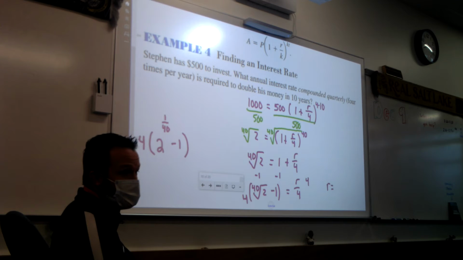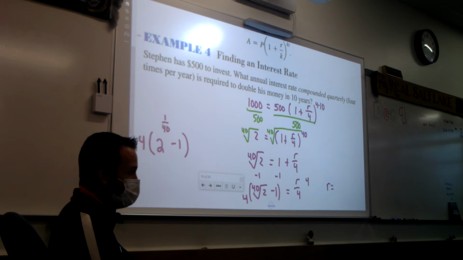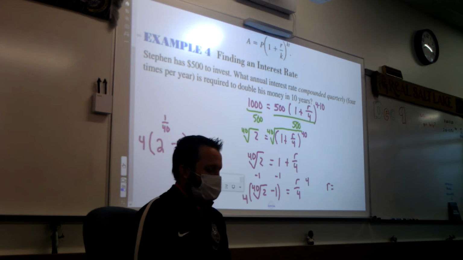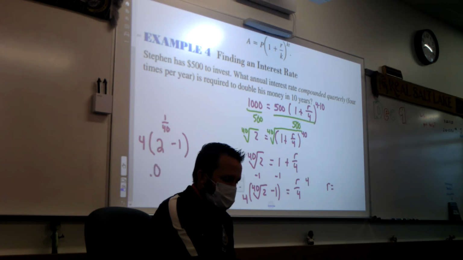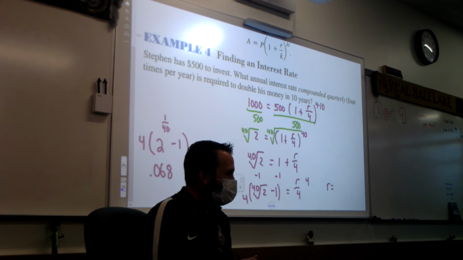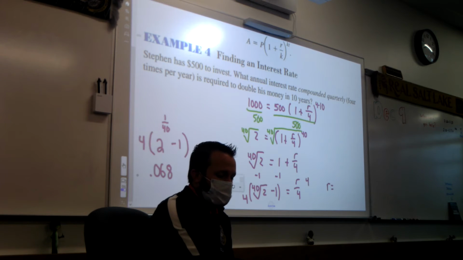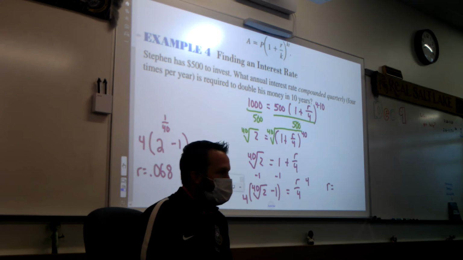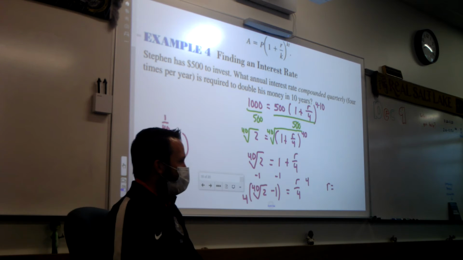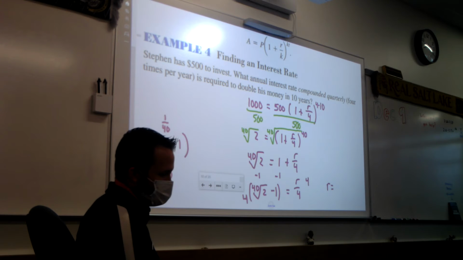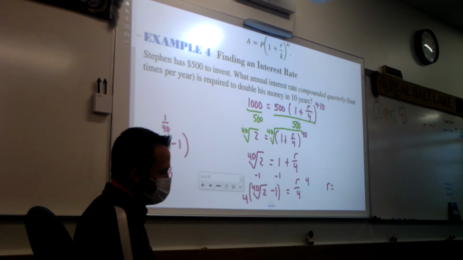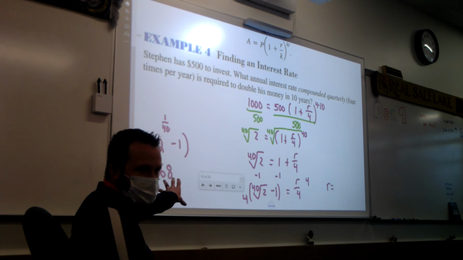What did you get? All right, so Hiram saying you got .068. Do you guys agree with .068? So, in other words, what rate is that? Like about a 7% rate. So if Stephen has about a 7% interest rate, he'll double his money in 10 years, based on compounding quarterly. All right. Do you have questions on this example?